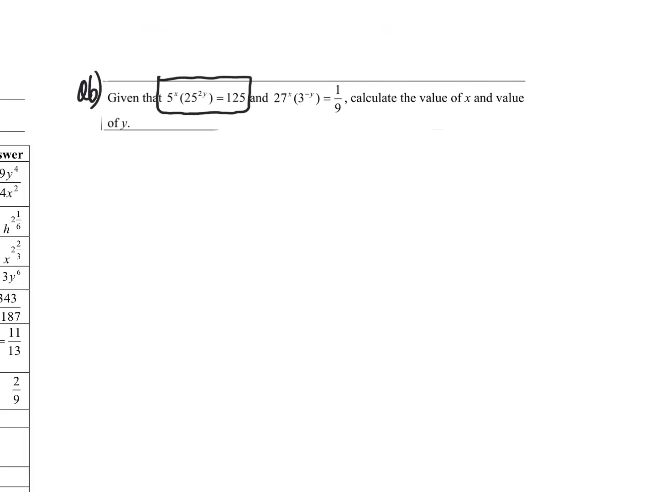And 10, okay. So when you look at this, you need to change everything to base 5 first. Okay, you need to change everything to base 5. So once we are there, you use indices law to make this 4y.